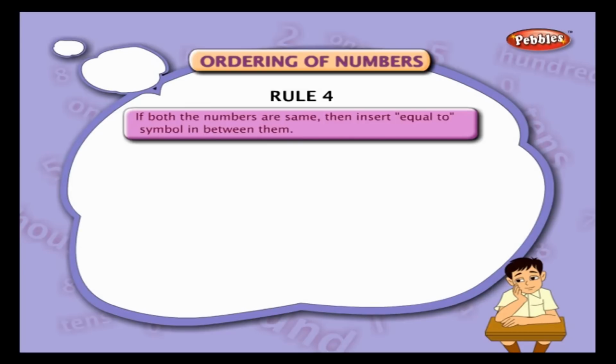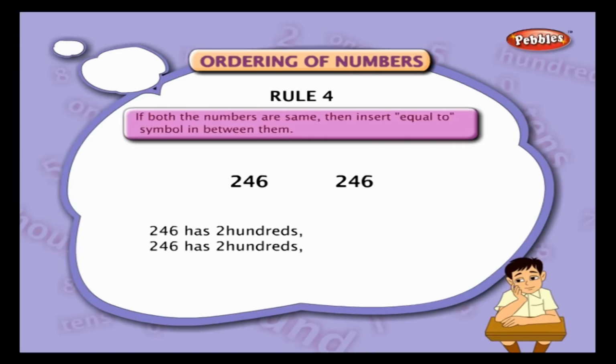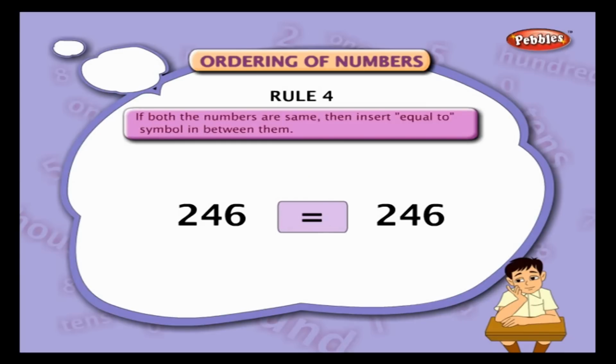Rule 4. If both the numbers are same, then insert equal to symbol between them. For example, let us take the numbers 246 and 246. Here, all the places have the same numbers, so both the numbers are equal. 246 is equal to 246. We write this as 246 = 246.